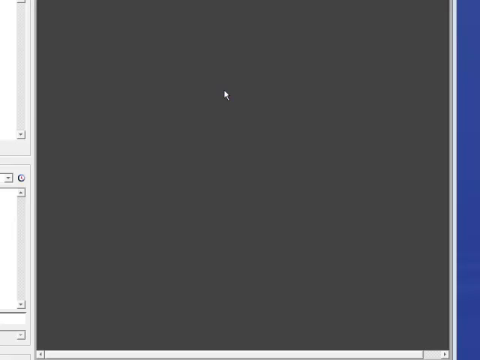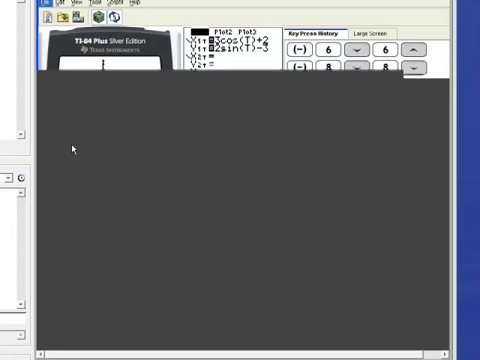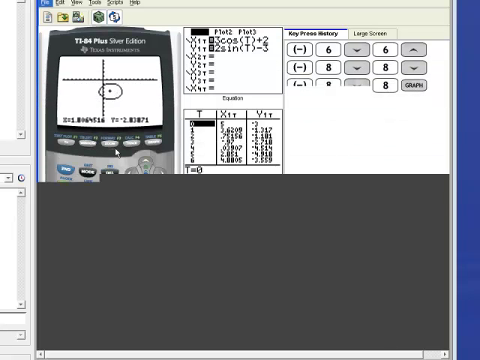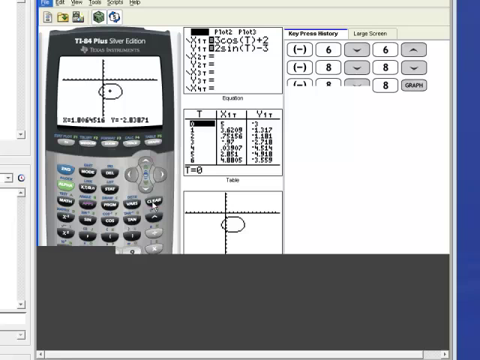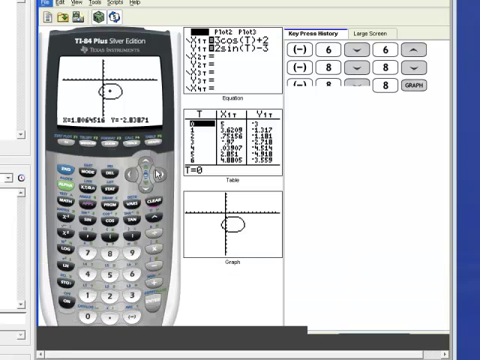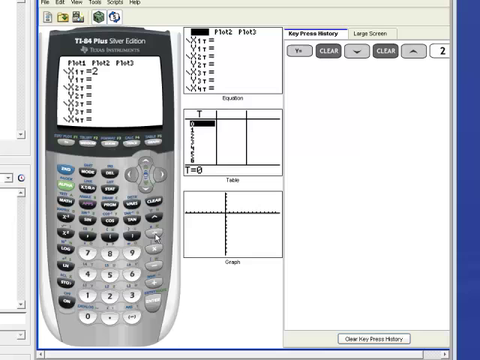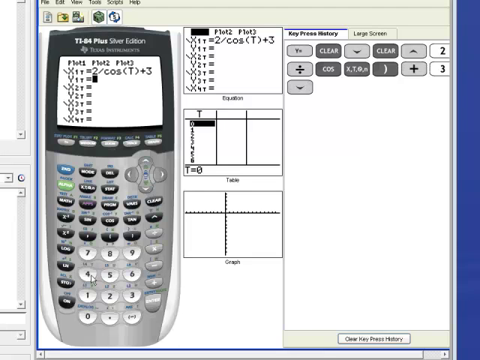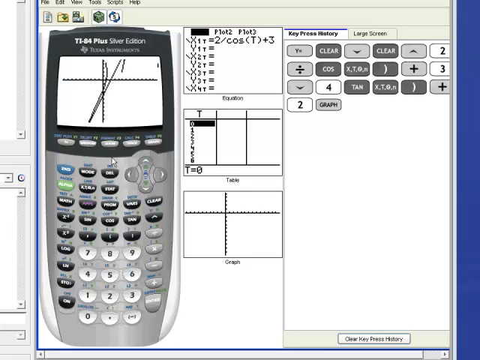So we're going to go over there. And our parametric equations are going to look different. Clear this, clear this. They're going to be 2 secant, so 2 divided by cosine, plus 3. And they're going to be 4 tangent plus 2. And then we graph and see what happens.